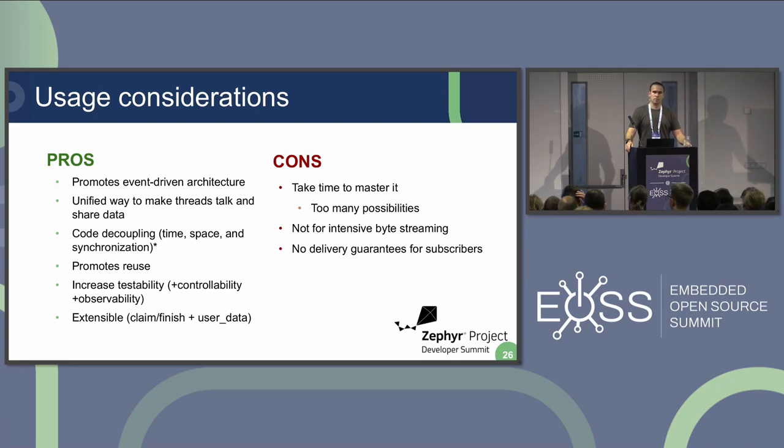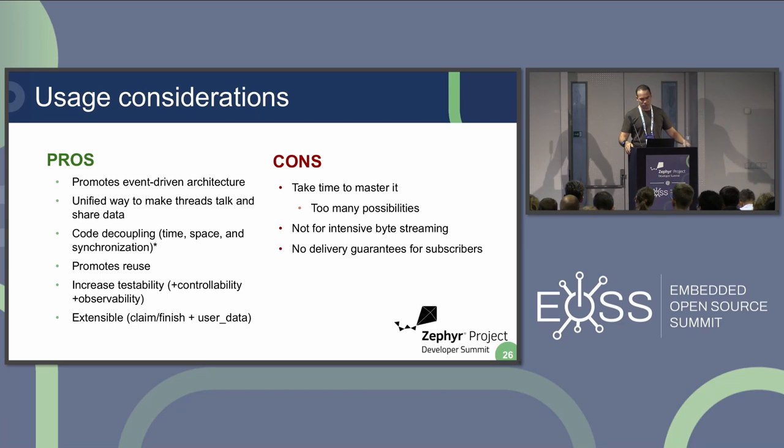It's not for streaming, right? If you are doing streaming using Zbus, maybe you are increasing the latency of the communication, right? Because if you have a sensor that reads every 2 milliseconds and publishes to a channel, maybe you are going to increase the latency of the bus. But if you do that using the right priority and everything else, maybe it will work for you. Okay. But in most cases, use pipes, right? Pipes, message queues, or something like that for intensive byte streams.